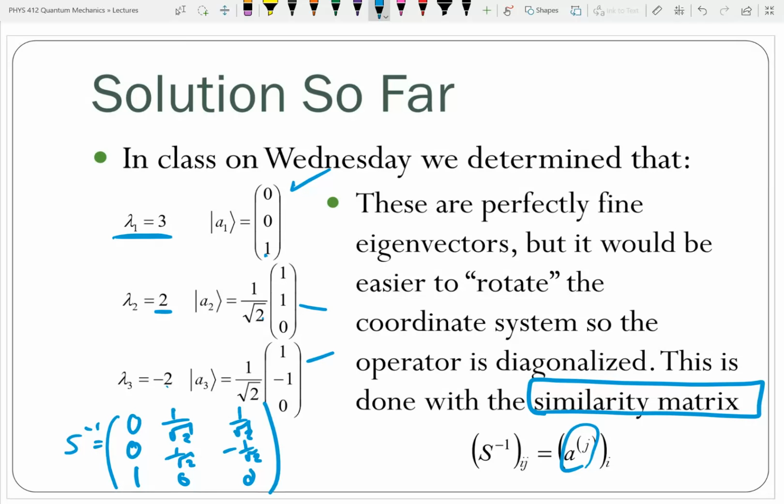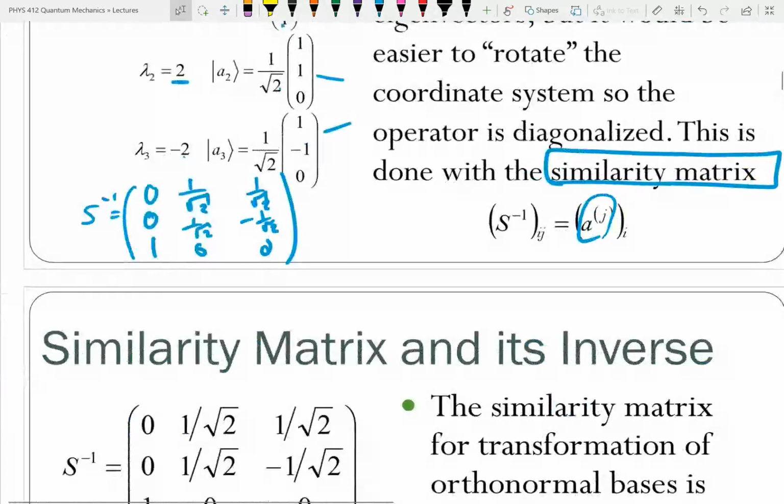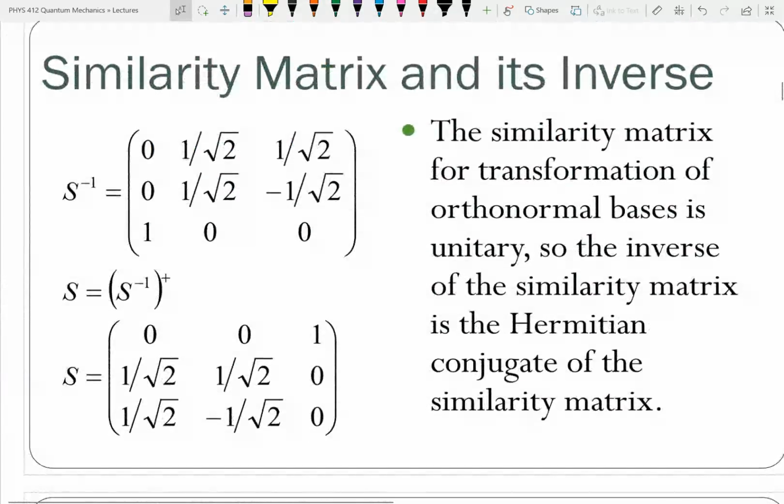But of course, that's the inverse of our similarity matrix. We need to find both the similarity matrix and its inverse because the transformation is going to be A operator prime is equal to S minus 1, excuse me, S. So I need to find what S is as well. And that's where life gets amazingly easy compared to what it could be.